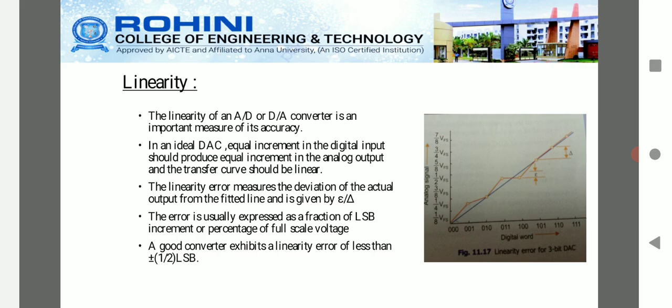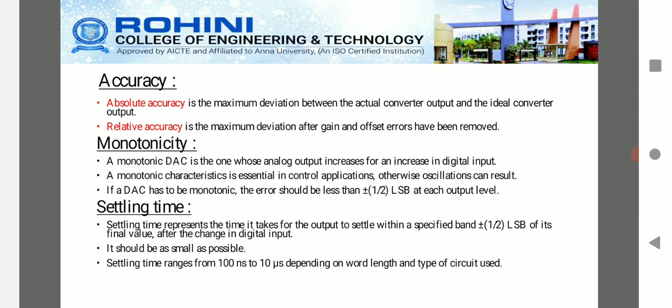The linearity error measures the deviation of the actual output from the fitted line, and the error can be easily calculated as a fraction of LSB. Mainly absolute accuracy, relative accuracy, monotonicity and settling time have to be calculated for measuring the deviation in the output. Absolute accuracy is the maximum deviation between the actual converter output and the ideal converter output. Relative accuracy is the maximum deviation after gain and offset errors have been removed.